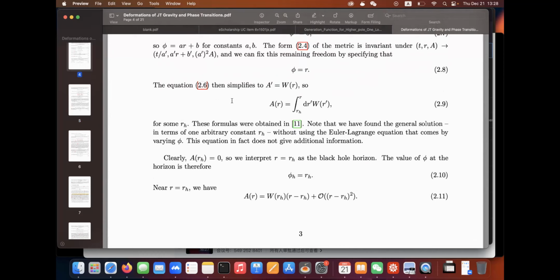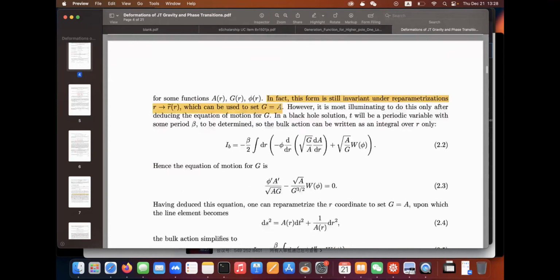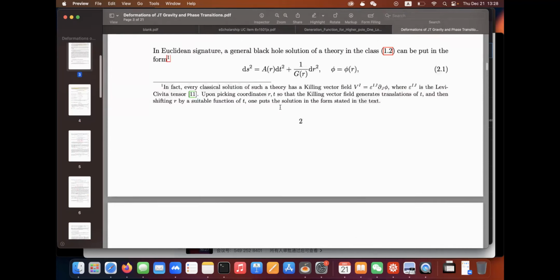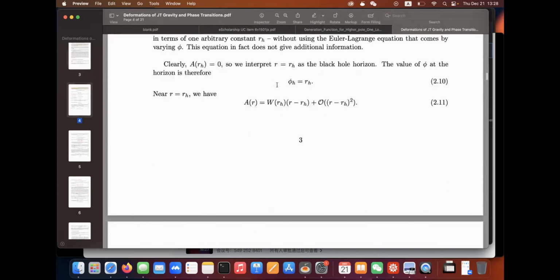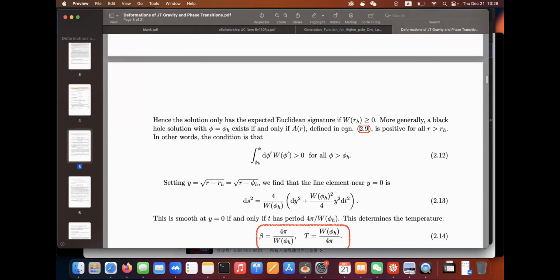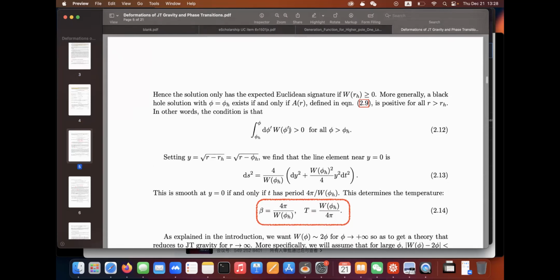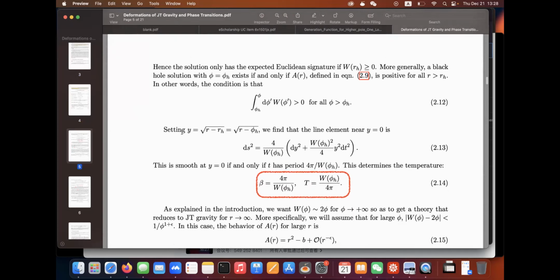Then there is another constraint on AR. Because we always assume a black hole solution in the Euclidean signature, we require that AR is positive for any r outside of the horizon, which means that for any phi larger than phi h, this one should be positive. This is the constraint. Then you can see the new variable y near the horizon, and you can write the metric near the horizon like this formula.